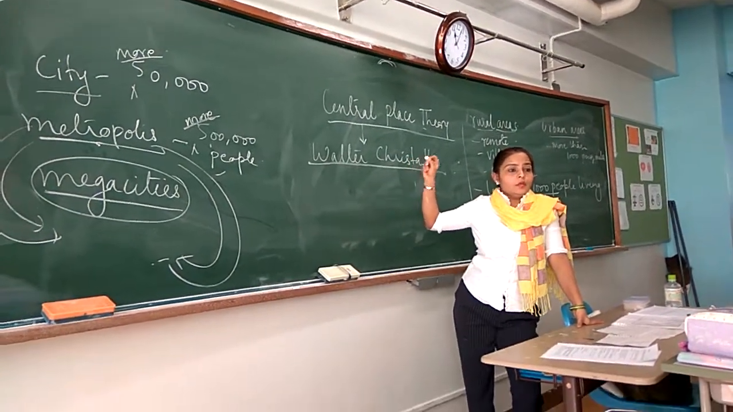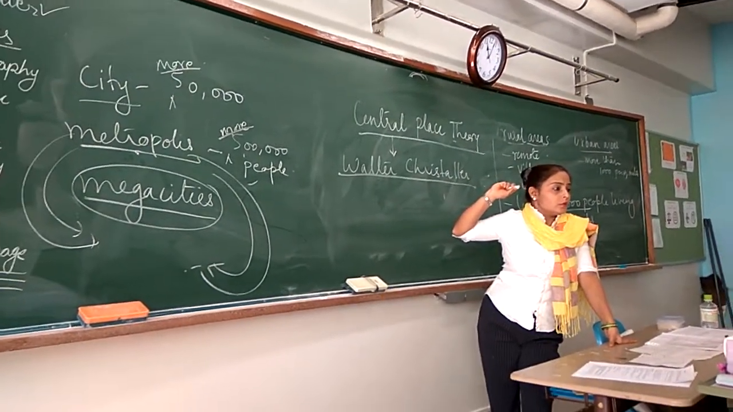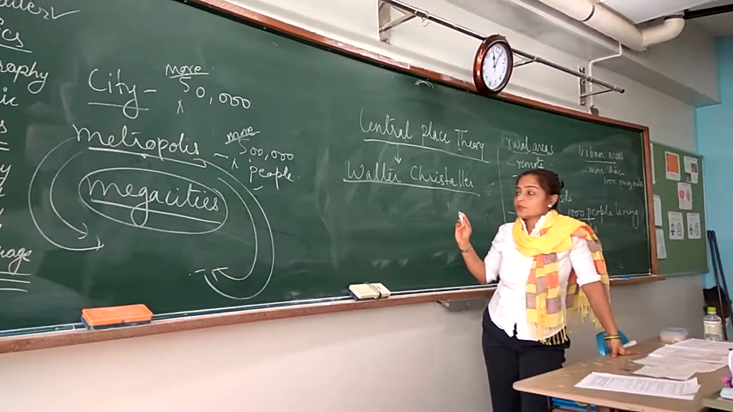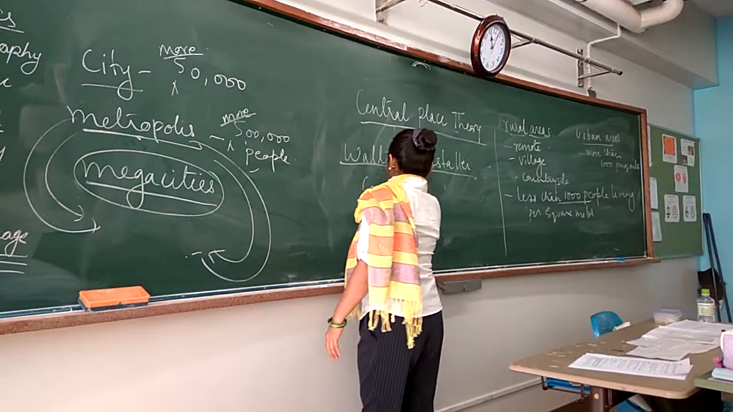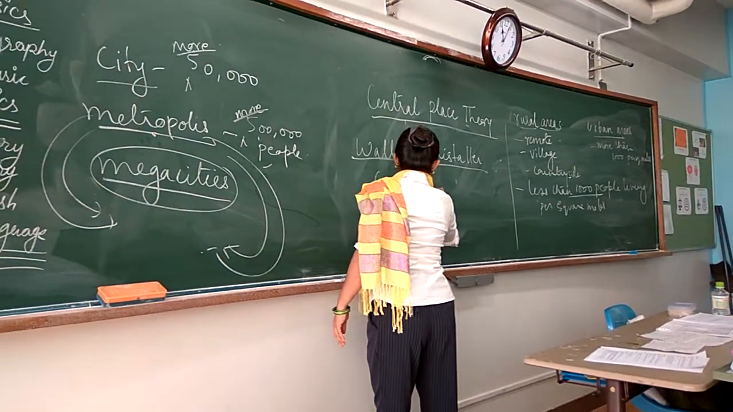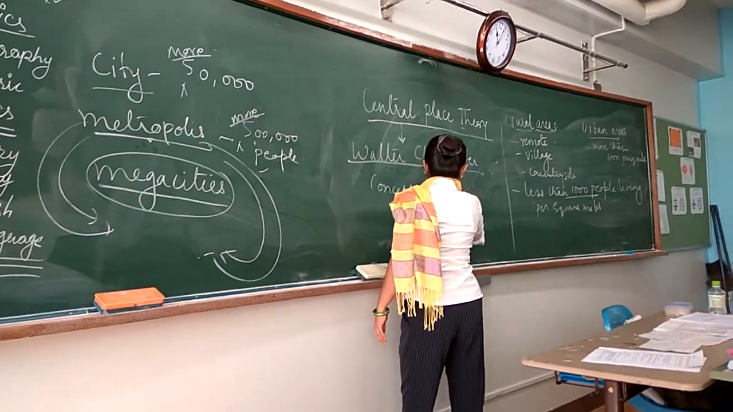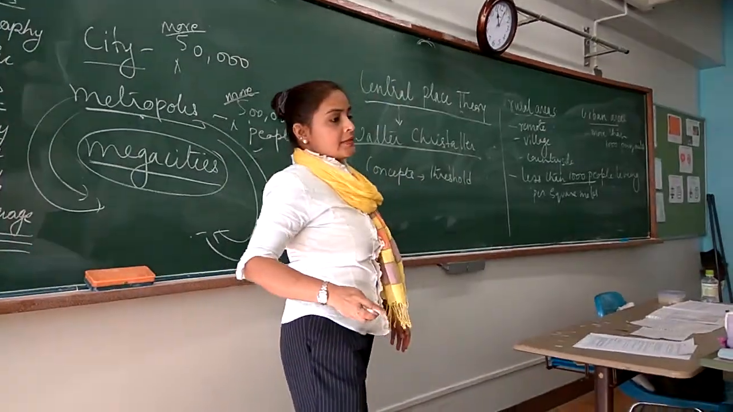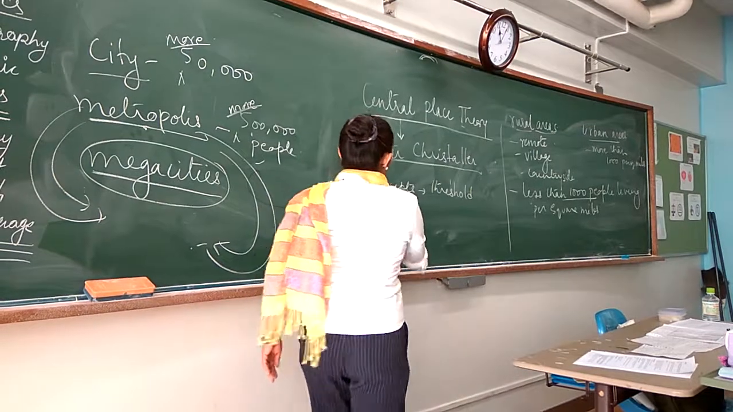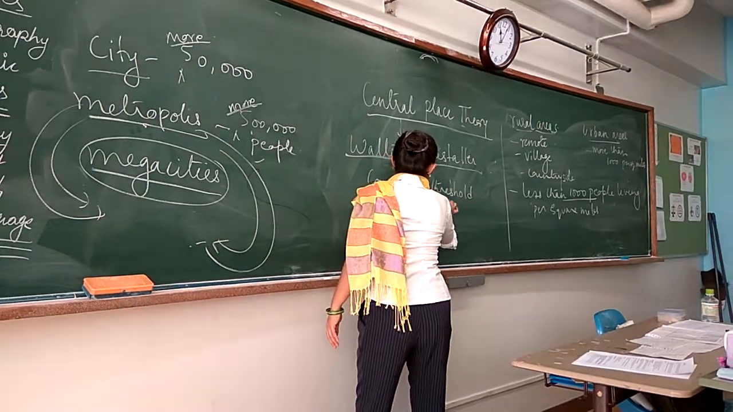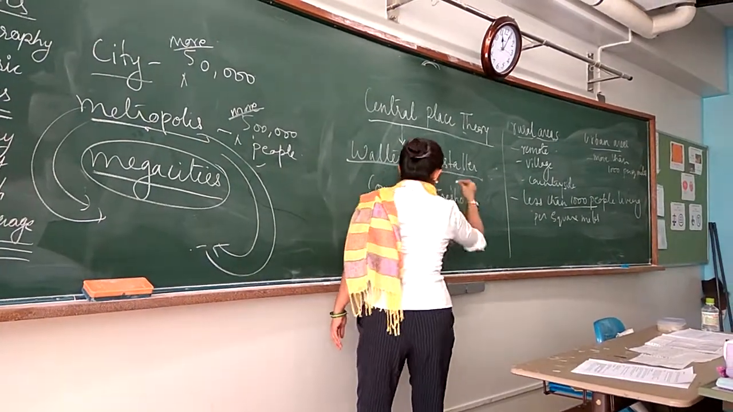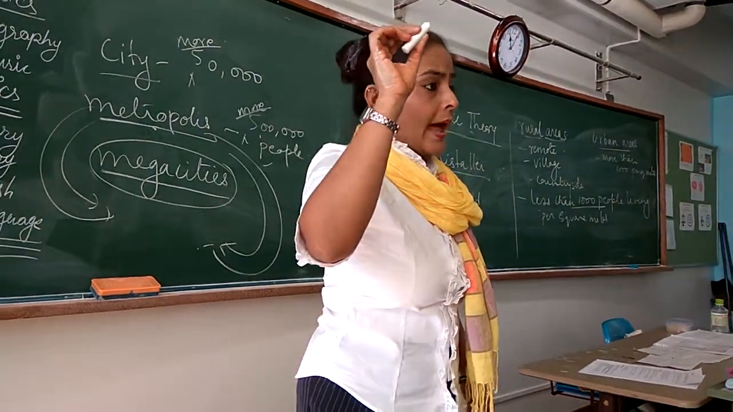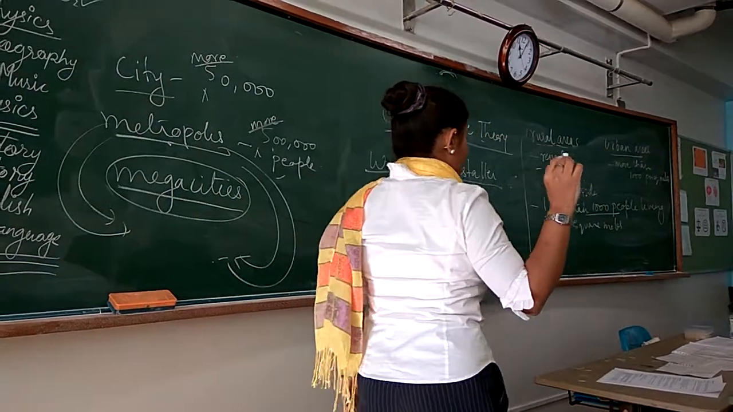So this theory is based upon two concepts. Okay, what are the two concepts? Number one is the threshold, and the second one is the range.